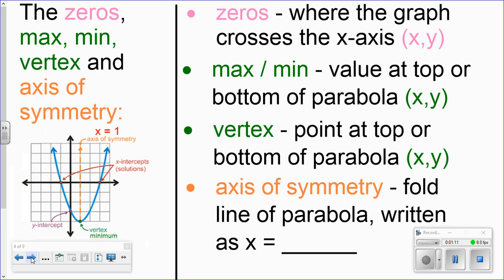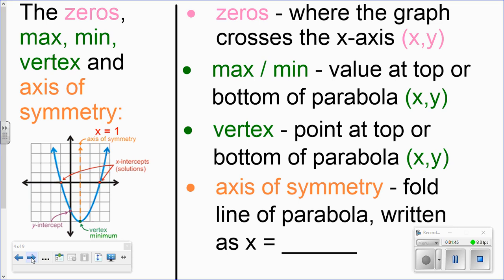We also have some vocabulary: zeros, max, min, vertex, and axis of symmetry. The zeros are almost like the x-intercepts: it's where the line crosses the x-axis, and it's an ordered pair. On a parabola, there may be more than one. For the max and min, if a parabola starts upward and then comes back down, the maximum is at the top. If it starts down and then goes back up, your min is at the bottom. That point at the top or the bottom is also called the vertex. Those are ordered pairs.